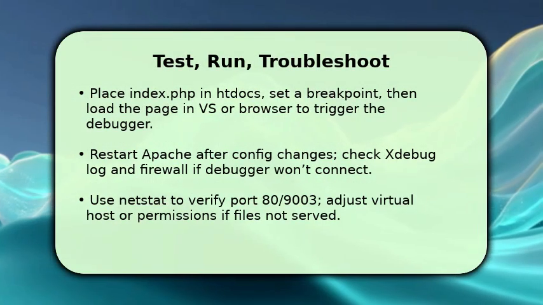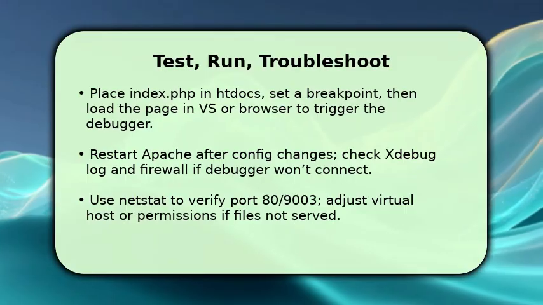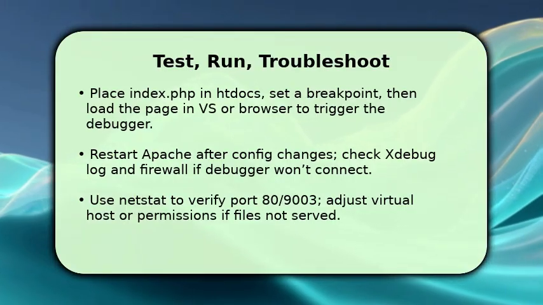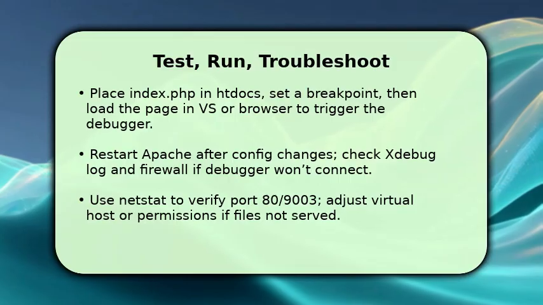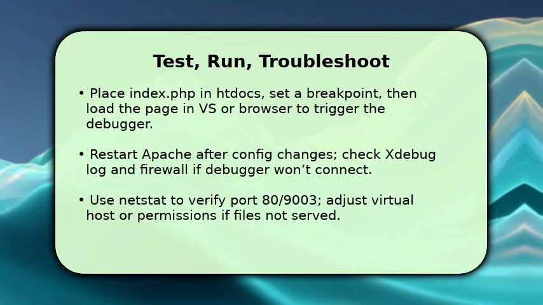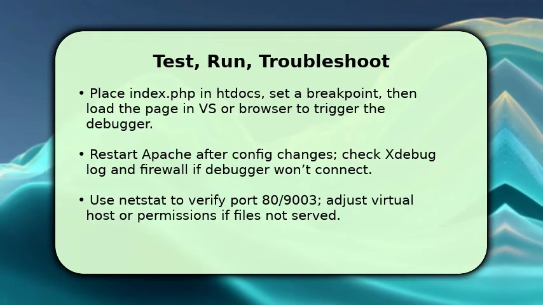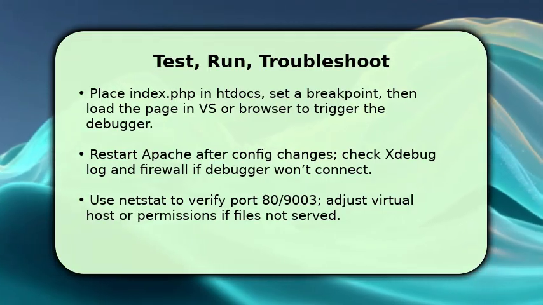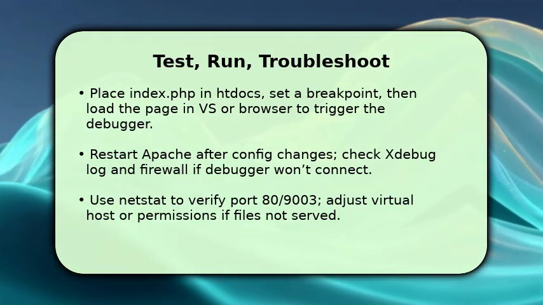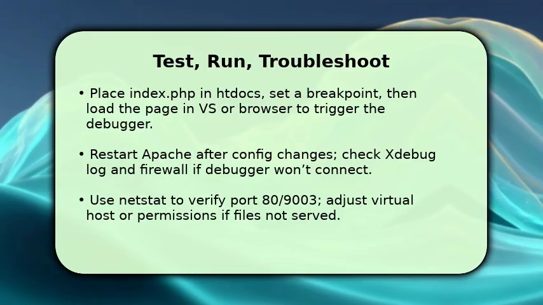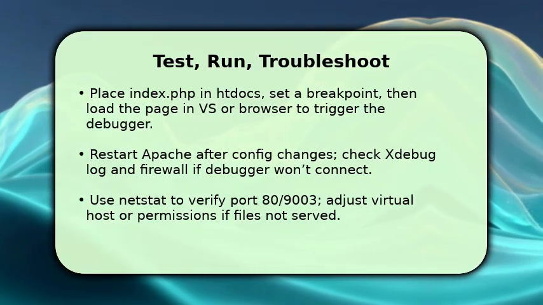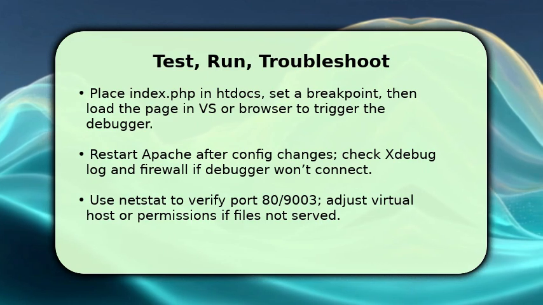You finish by testing. Put an index.php in the project, set a breakpoint in Visual Studio and open http://localhost/your app to trigger the debugger. If nothing happens, restart Apache and double-check PHP ini changes were applied. Make sure the debug port in VS matches Xdebug's port and that your firewall allows that port.